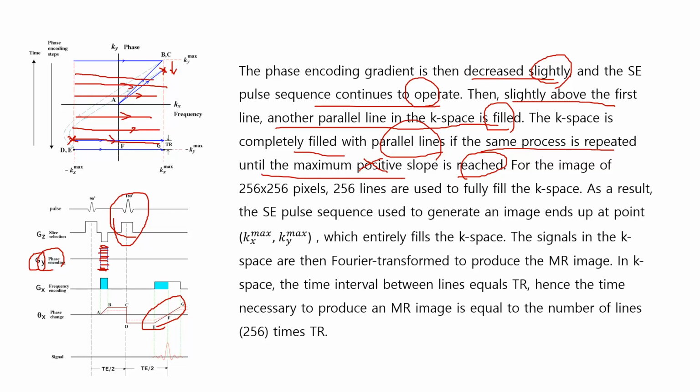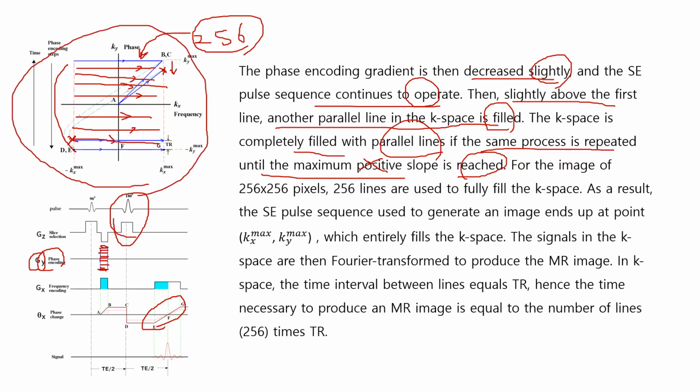So we can have 256 signals. That means 256 lines are filled. So using this filled K-space, we do a Fourier transform of these signals, and we can get the MR image.